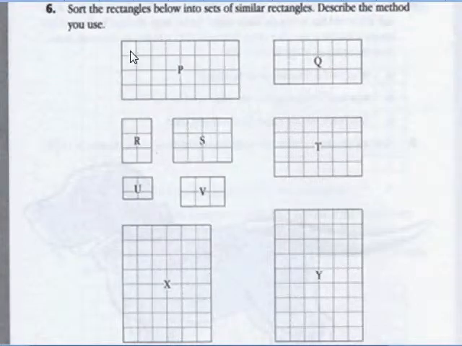1, 2, 3, 4. This is 4 tall. But what you're going to have to do is compare P to all of them, and then Q to all the other ones, and then R, and so on and so forth. But what you need to do is just make sure you're comparing small side to small side and large side to large side for all of them to get our answers.